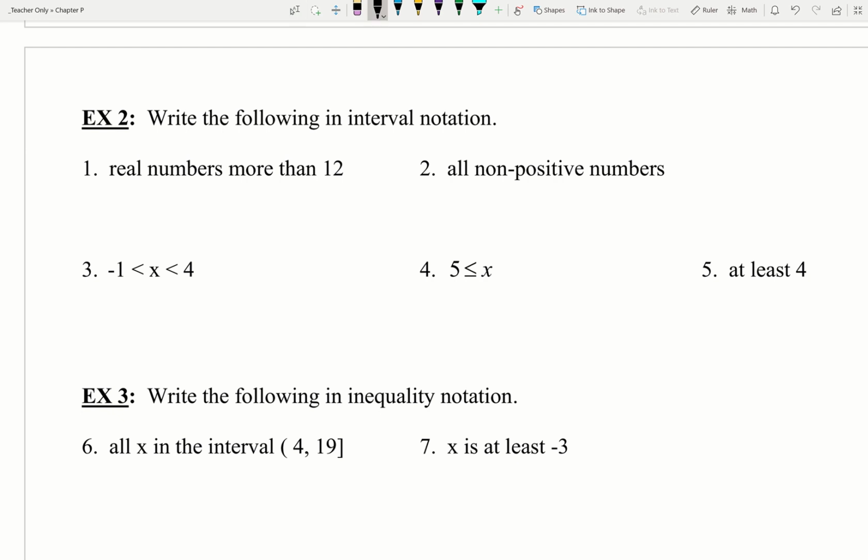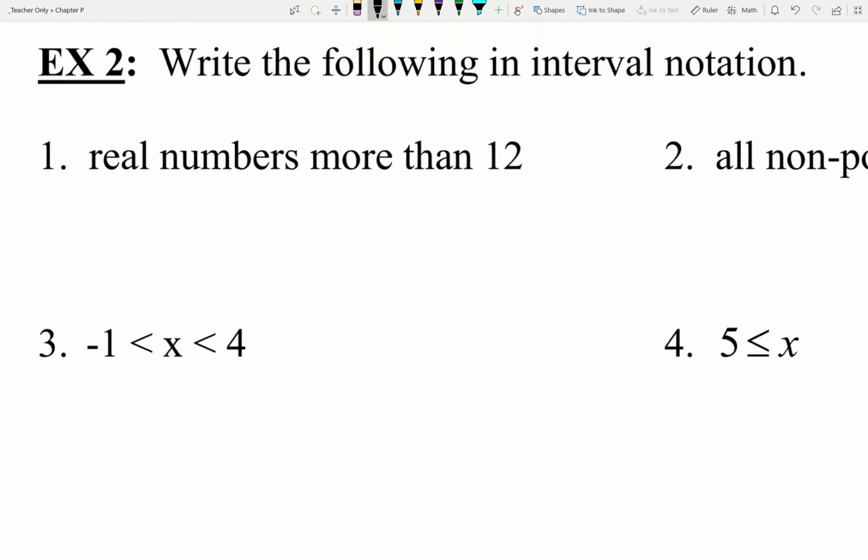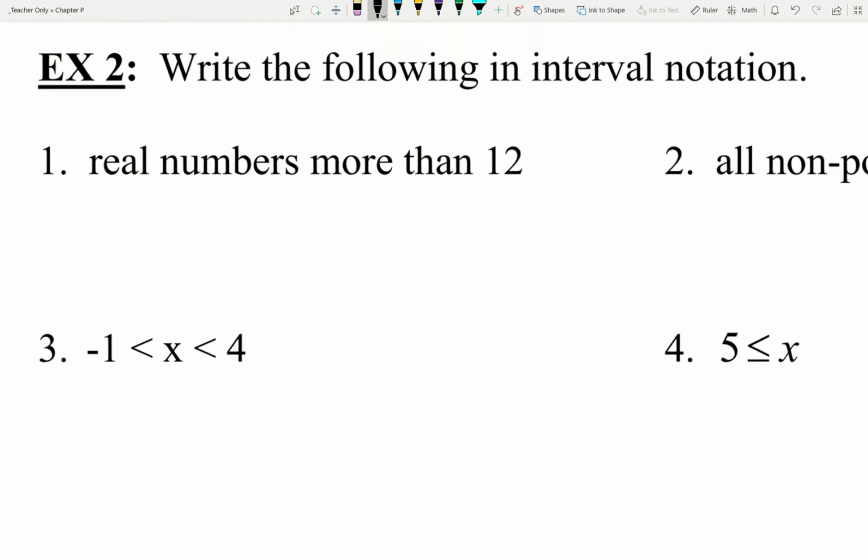Okay, so I'm going to go ahead and work out a couple of these examples here. Hopefully you've had a chance to pause the video and give these a shot on your own, but we're just going to kind of blaze through these. So we are looking in the first example at real numbers that are more than 12. Well, anytime they talk about real numbers or all numbers, that is what we're going to let be x, and then the more than 12 part, that is what we're going to represent with either an inequality if we're being asked to do inequality notation, or here they're asking us for interval, right?